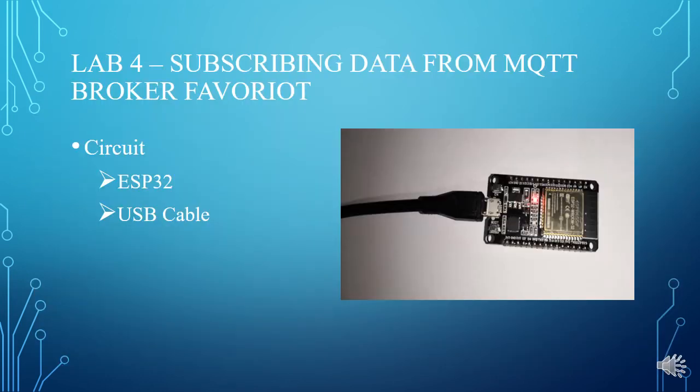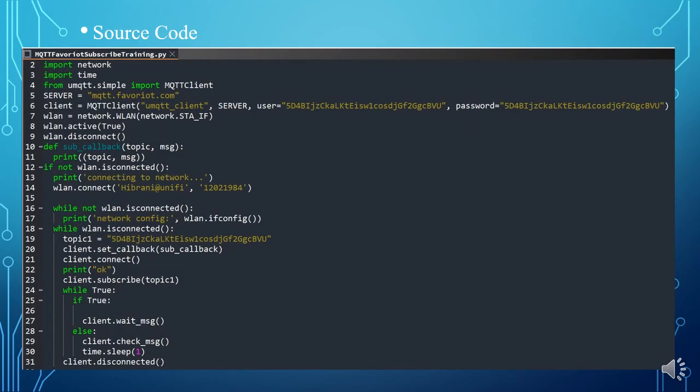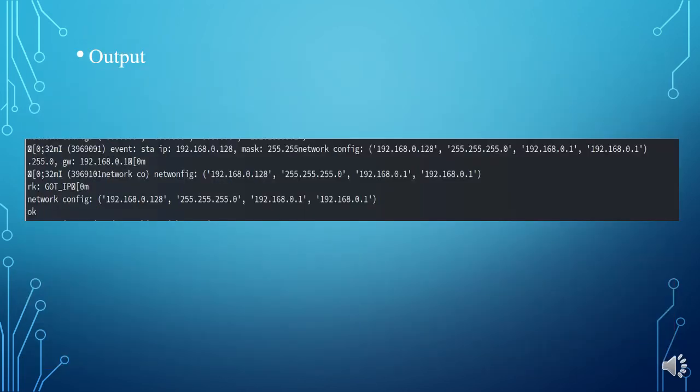Finally, in this lab, we're going to learn about subscribing to data from the MQTT broker Favoriot IoT. The equipment needed is also the ESP32 and only a USB cable. This is the source code for the subscribe training. We also use the same access token and device developer ID from the previous tasks. This is the output shown when the subscribe training is successfully done.